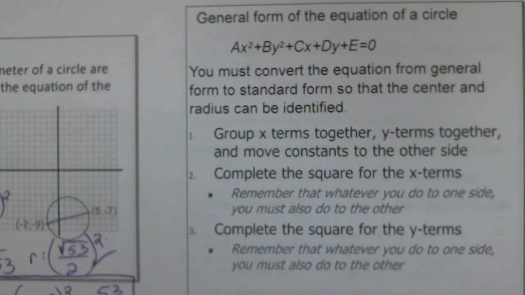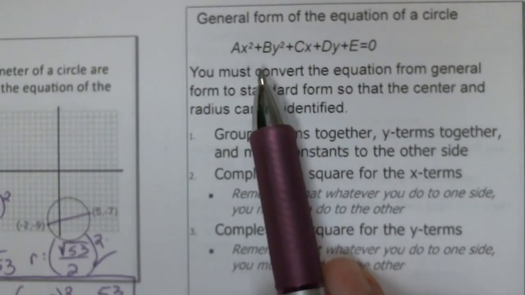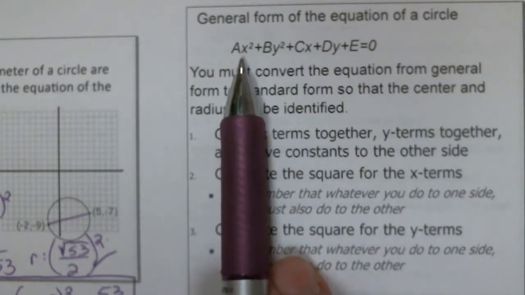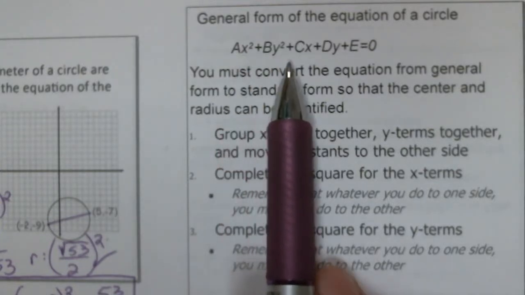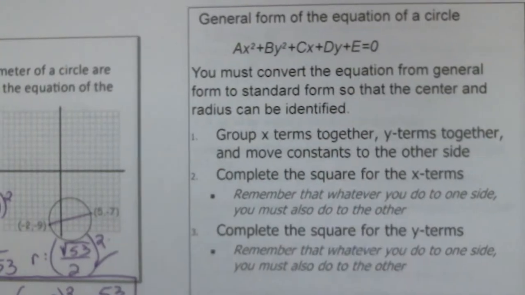Okay, boys and girls, welcome back to part 2 of our circles lesson in coordinate geometry. Now that we've found the equation of the circle and graphed it with the center and the radius, we're going to look at what happens when we are in what's called the general form of the equation. The general form looks something like this: ax squared plus by squared plus cx plus dy plus some constant, and that's going to be equal to 0.